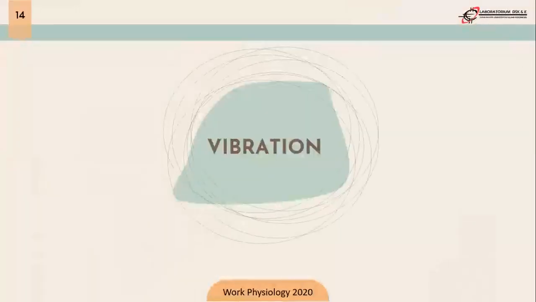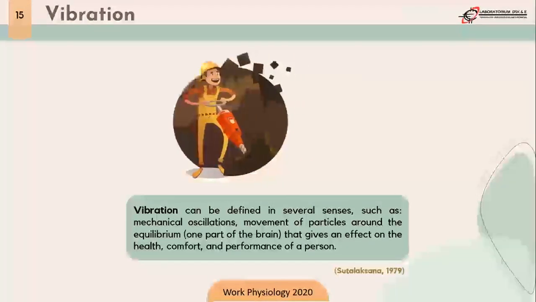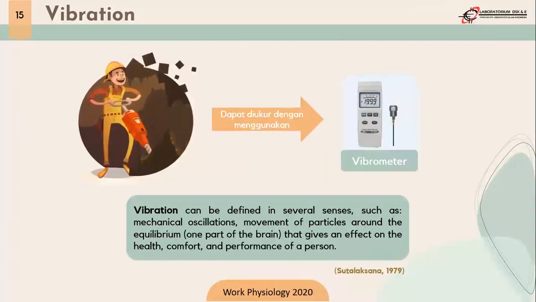Okay, next factor is vibration. Vibration can be defined in several senses, such as mechanical oscillations, movement of particles around the equilibrium that gives an effect on the health, comfort, and performance of a person. So we can use a vibrometer to measure the vibration level.